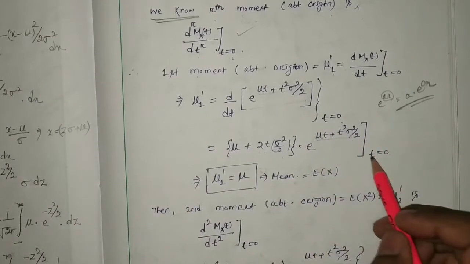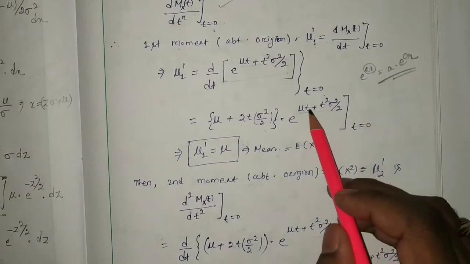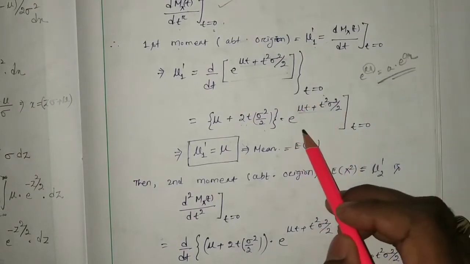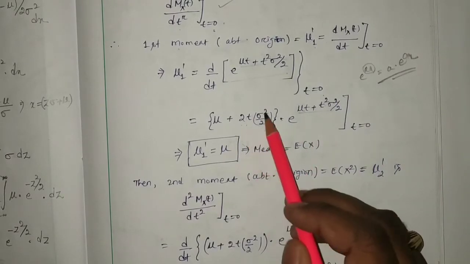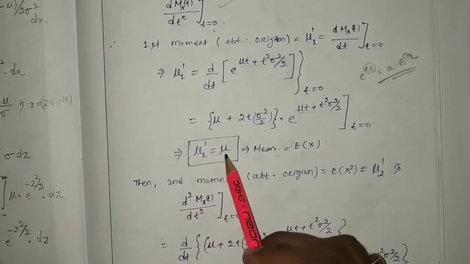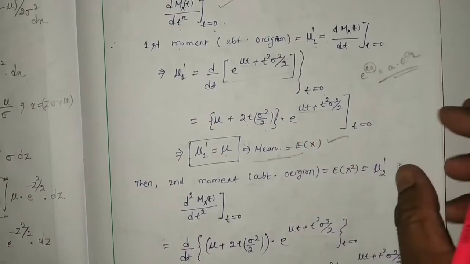Okay, at t equal to 0. So now you just put t equal to 0. T equal to 0 means this term will be 0, or this term will be e to the power 0, that means 1. And here you have to put t equal to 0, means this term will be 0, and we got mu 1 dash equal to mu mean. This is the verification of what we intended to find out.